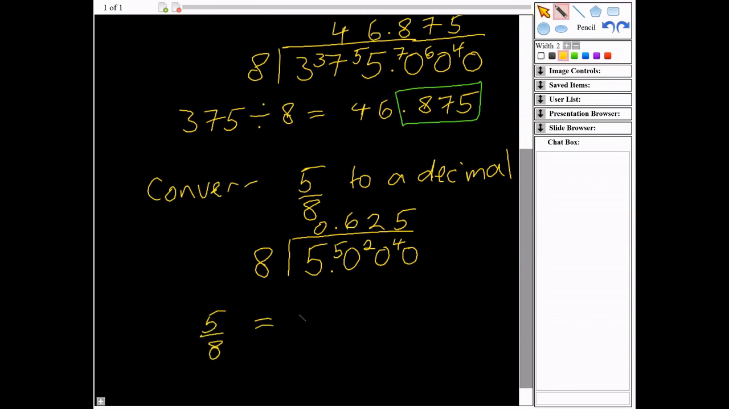Five-eighths is equal to 0.625. So the bus stop is quite good for changing fractions into decimals. So you can do it with any fraction at all. You could do it with 1/2 if you want, and the answer would come out to be 0.5, which you probably already knew, but that would also work out fine.